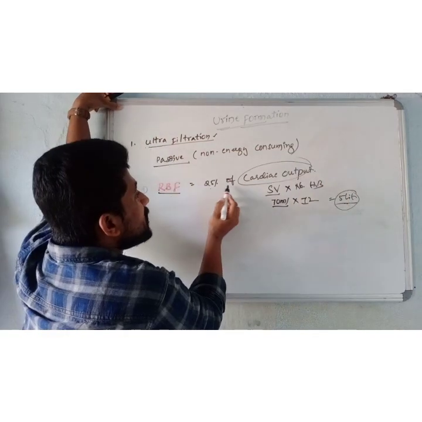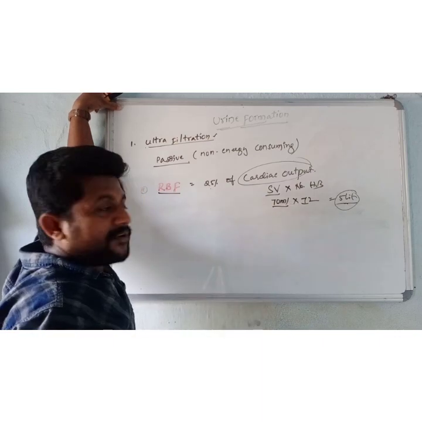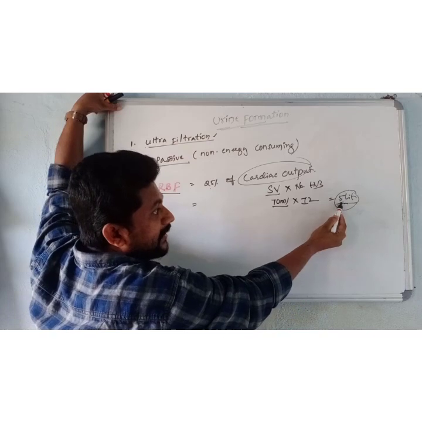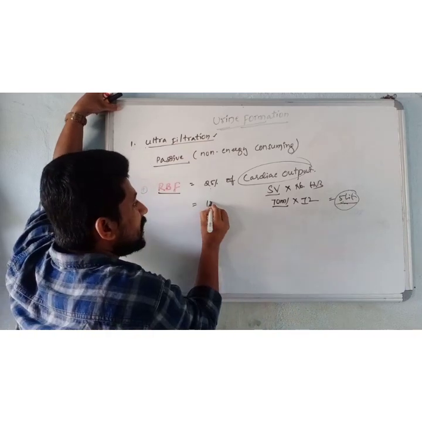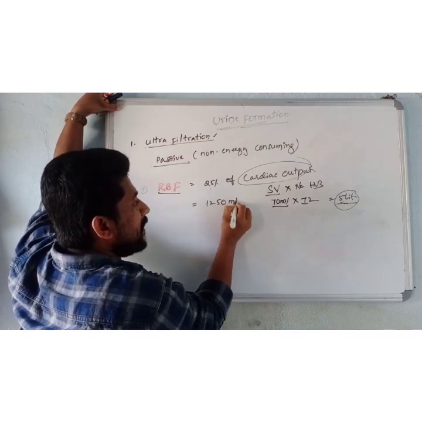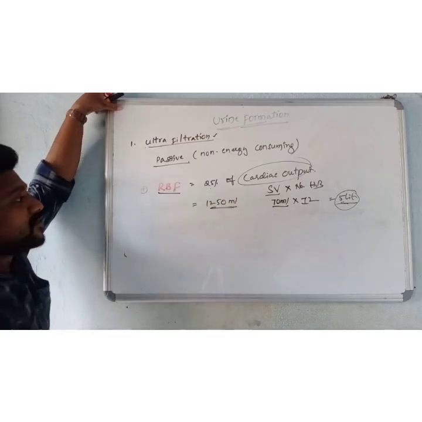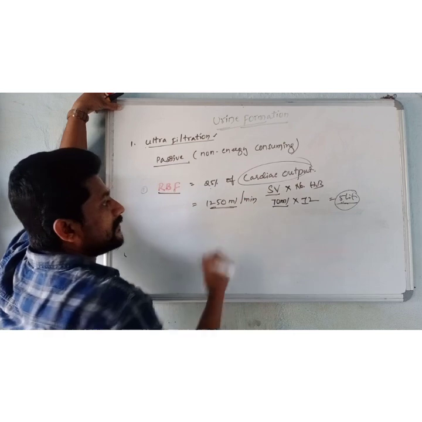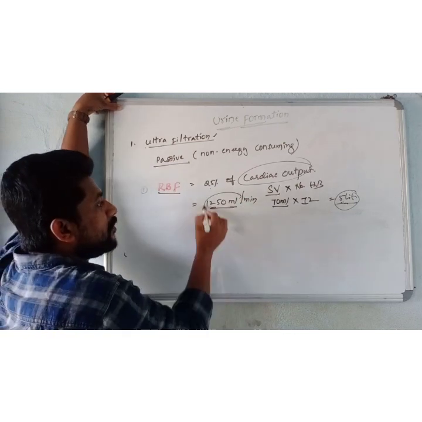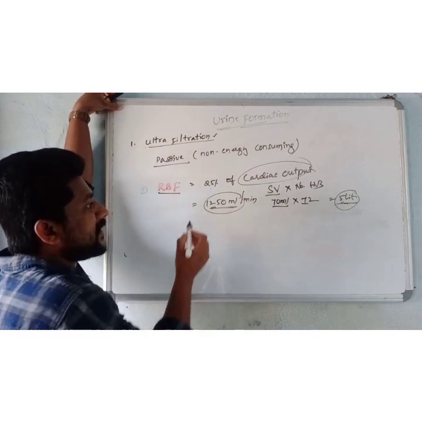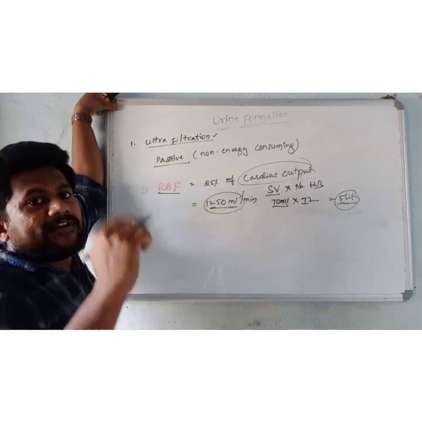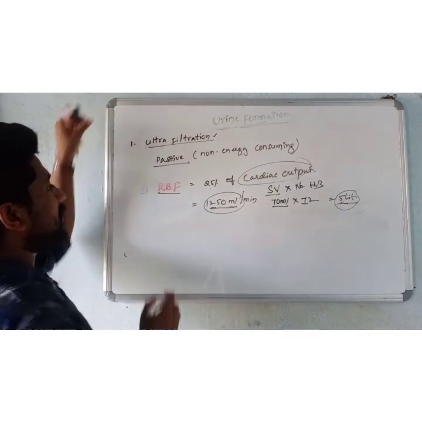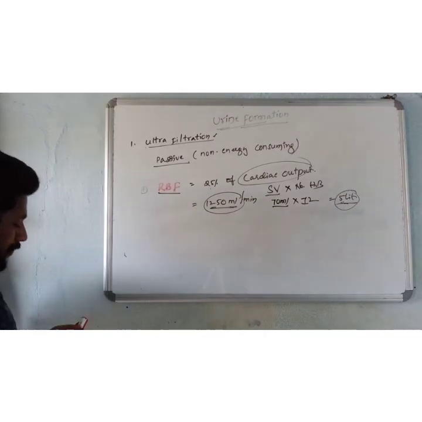So 25% of the cardiac output means nearly 25% of 5 liters, that is nearly 1250 ml per minute. This is the volume of blood which enters our two kidneys in a minute for the filtration purpose. Okay, this is the renal blood flow.